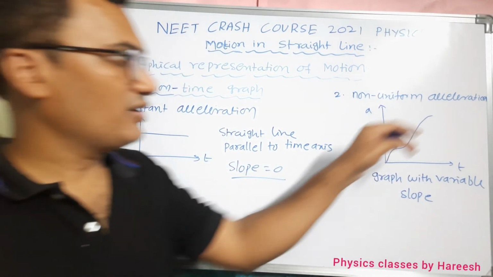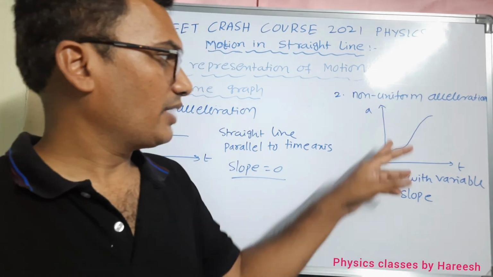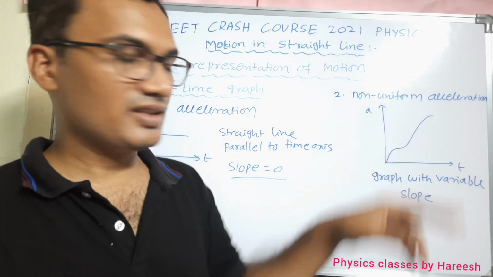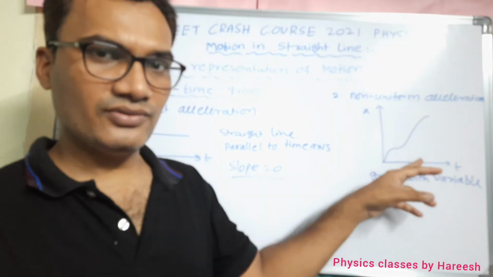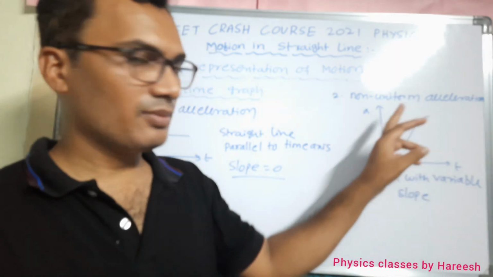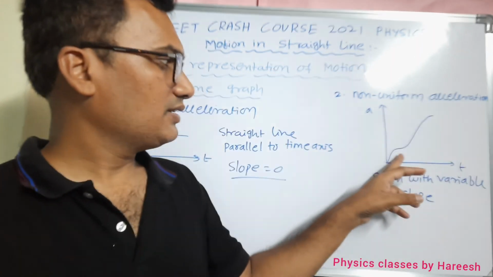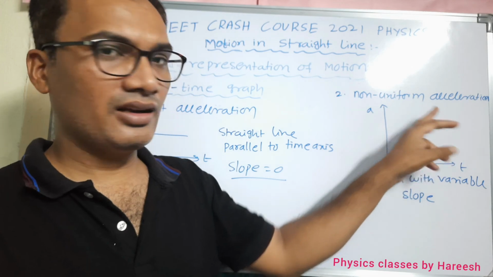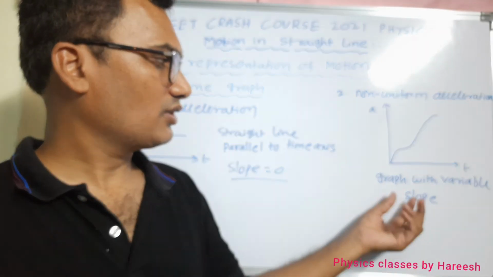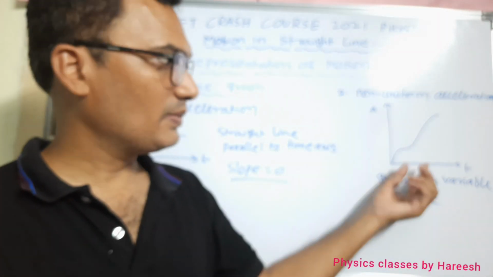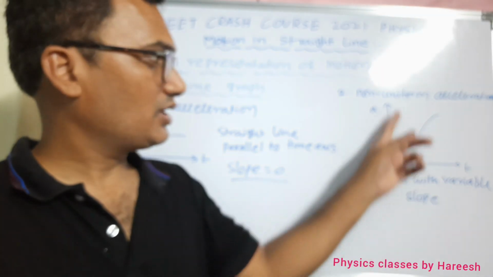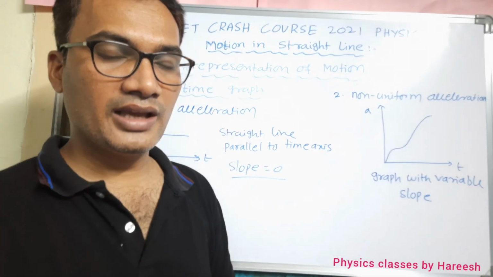The next one is non-uniform acceleration. Non-uniform acceleration means acceleration changes with respect to time. It is not fixed. It will be variable. Then the graph will be like a non-uniform curve, we can say that. So it is a graph with a variable slope. The slope changes from point to point. That type of motion is non-uniform acceleration.